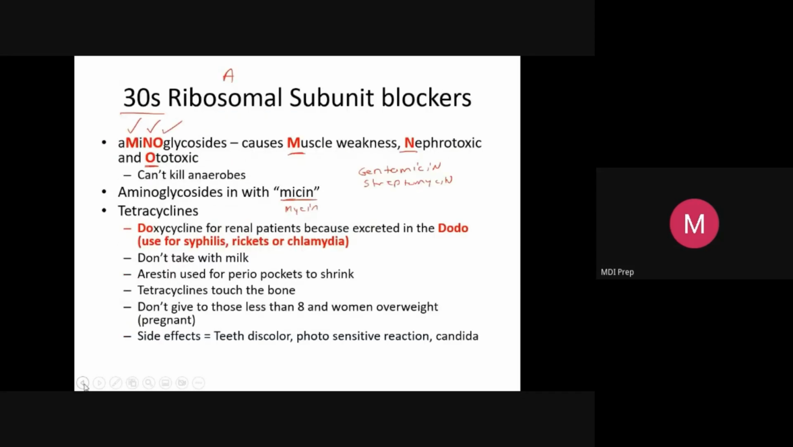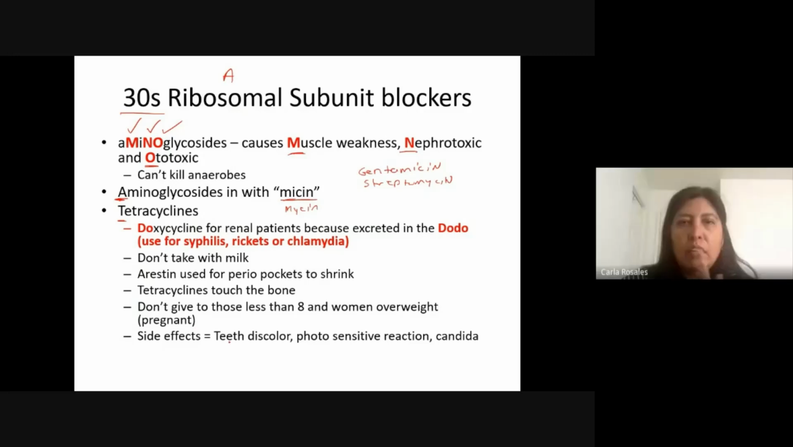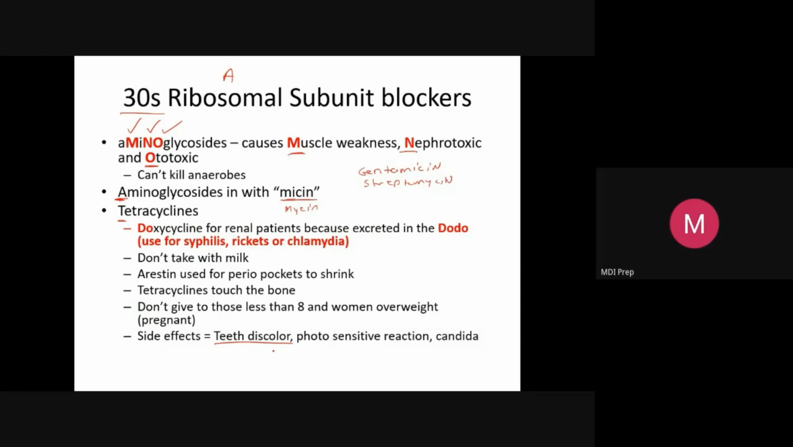Now, going back to the 30S. So we know aminoglycosides end with mycin, and the T was for tetracycline. You will surely have a question about these on the test, okay? The key thing for tetracycline is, what's the major side effect of tetracycline that you know about? It's the coloration that can cause permanent stains on the dentition. There you go. Perfect.